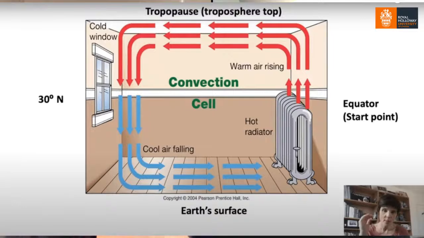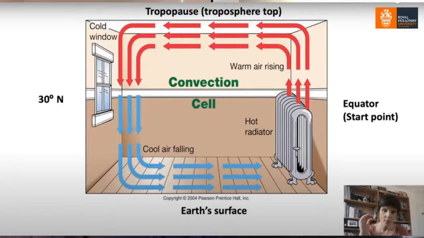Yeah, so this is basically how a convection cell works, and it's how the atmospheric currents and the ocean currents work as well. In this image you can see an analog of the Earth system. The Earth's surface would be this room, the equator would be the hot radiator, and the cold window would be the polar regions. In this picture, we can see how the hot air close to the equator, close to the hot radiator, goes up to the top of the room.